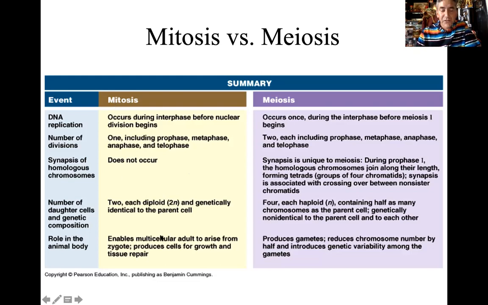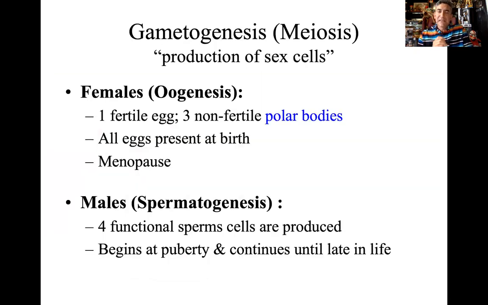Roles in the body, mitosis was for growth and for repair. Meiosis is for the production of sperm and egg, which then allow for genetic recombination, sexual reproduction, and genetic diversity, right? So that's a very, very critical, important distinction there. Now, I've been doing an umbrella, generalistic type of discussion on meiosis, but there are some major differences in the meiotic process in males versus females, right?